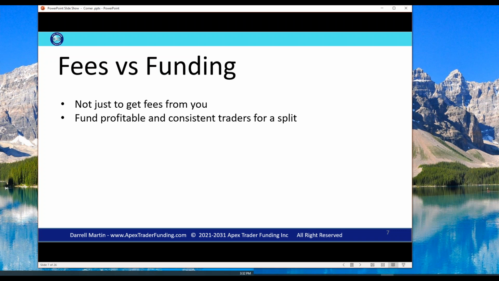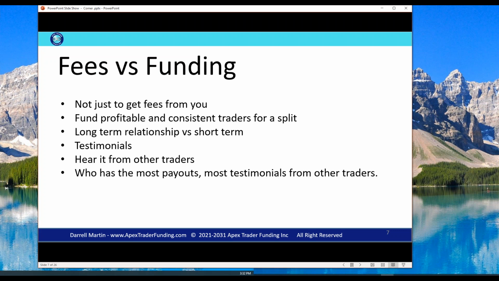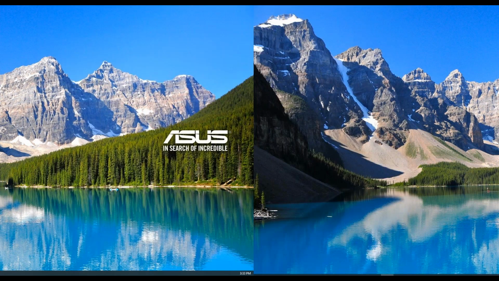We're looking to fund profitable and consistent traders for a profit split. We're looking for a long-term relationship versus just a short-term quick relationship to get some fees out of you to pay for a test, okay? And like I said, hear it from other traders that have had these payouts, that have had success, that have been funded. You can go straight to our website.